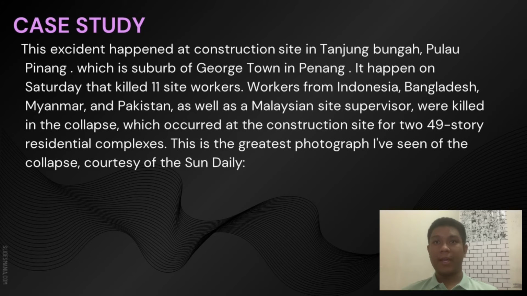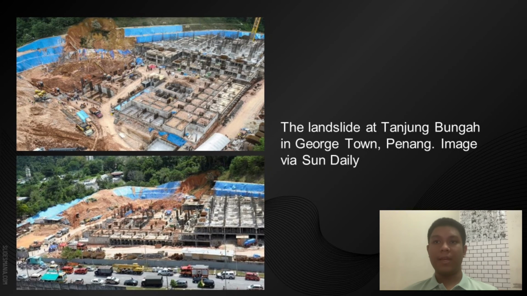This accident happened at a construction site in Tanjung Bungah, Pulau Pinang, which is a suburb of Georgetown in Penang. It happened on Sunday and killed 11 site workers. Workers from Indonesia, Bangladesh, Myanmar, and Pakistan, as well as a Malaysian site supervisor, were killed in the collapse, which occurred at the construction site for a two 49-story residential complex. This is the greatest photograph I've seen of the collapse, courtesy of the Sun Daily. Here, I put some pictures that were taken by the Sun Daily.